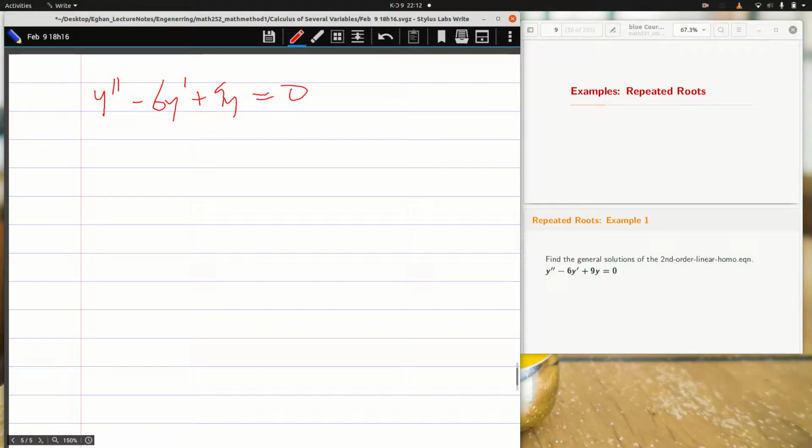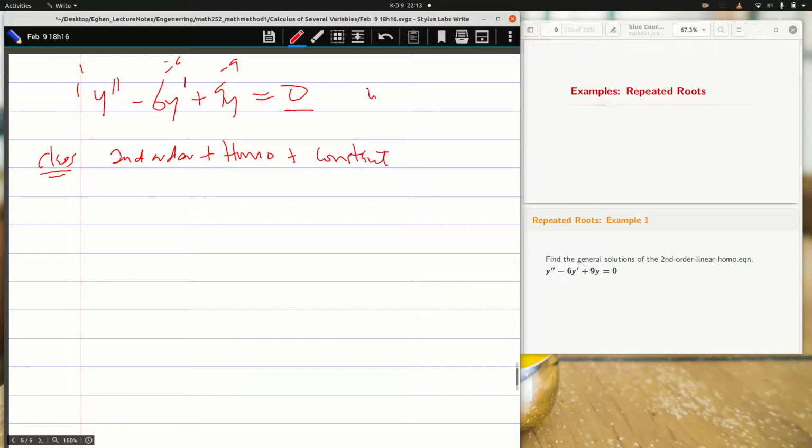So I asked myself, what is the classification for this? It is a second order. It is homogeneous. It is of constant coefficient. So 1, -6, 9. It is a constant coefficient. And don't forget, this is linear as well.